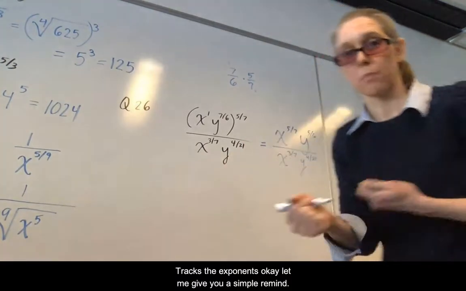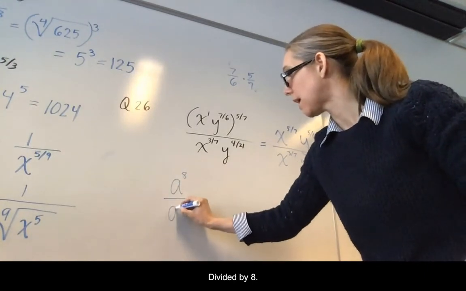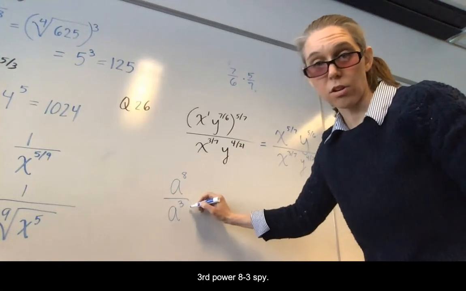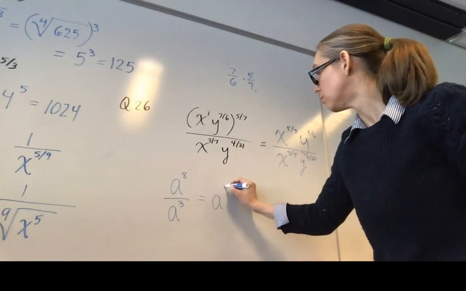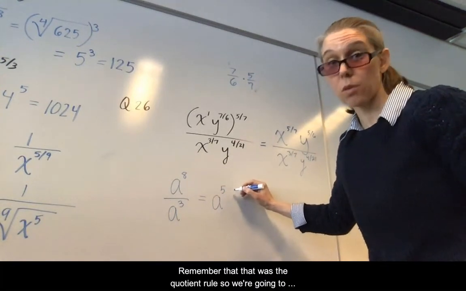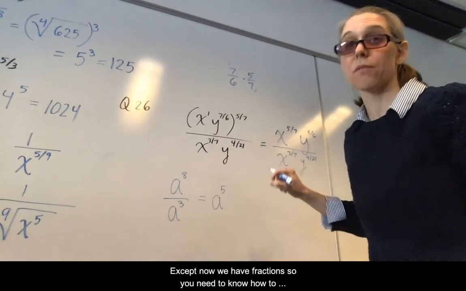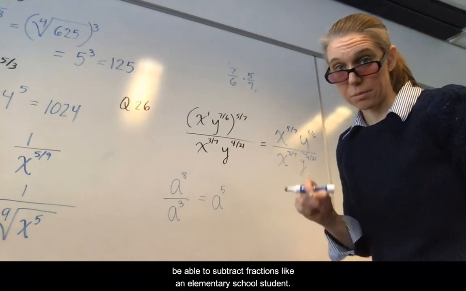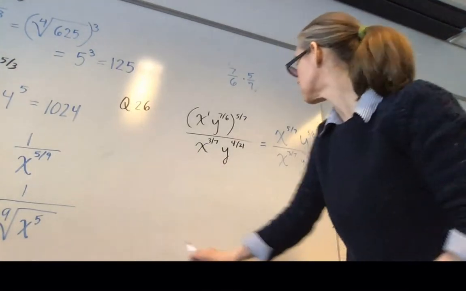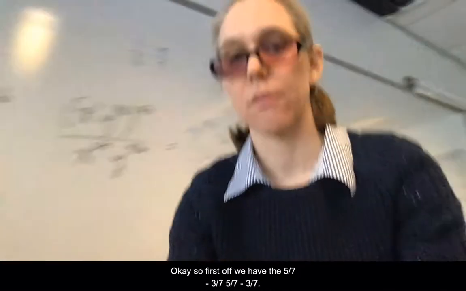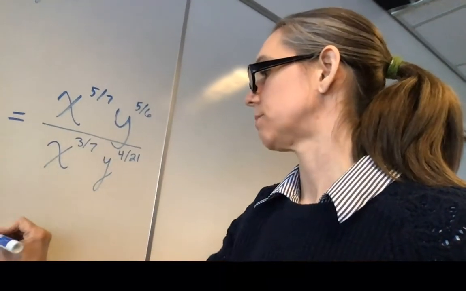Okay, let me give you a simple reminder. A to the 8th divided by A to the 3rd power, 8 minus 3 is 5. Okay, remember that? That was the quotient rule. So we're going to do the same thing here, except now we have fractions. So you need to know how to be able to subtract fractions like an elementary school student. Okay, so first off, we have the 5/7 minus 3/7.